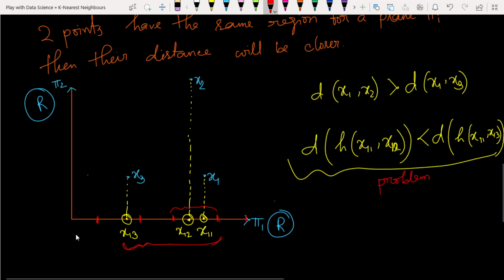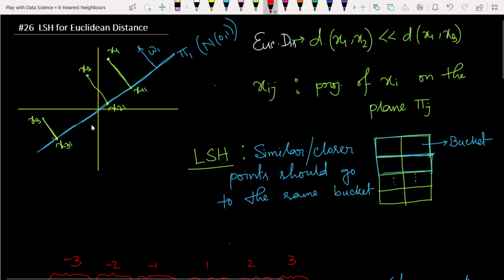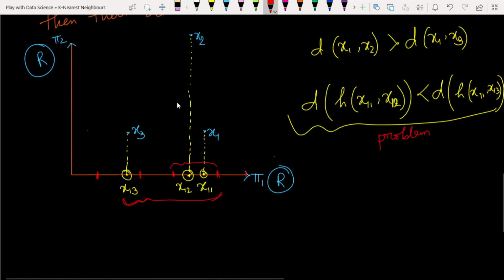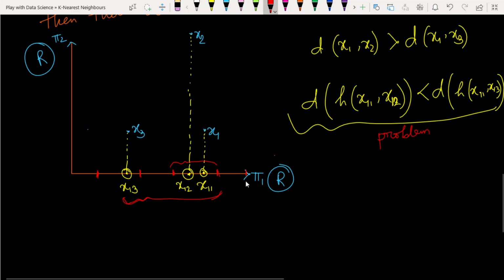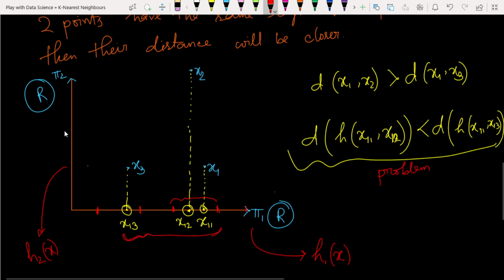To resolve this problem, we consider another hyperplane, because each time we change the hyperplane. In the previous lecture, in the case of cosine similarity, we saw that we generate L hyperplanes and consider L hash values for each function. Suppose its hash value is h1 of x, and this one is h2 of x. So we are generating every plane randomly, and I am projecting onto this plane here in orange.